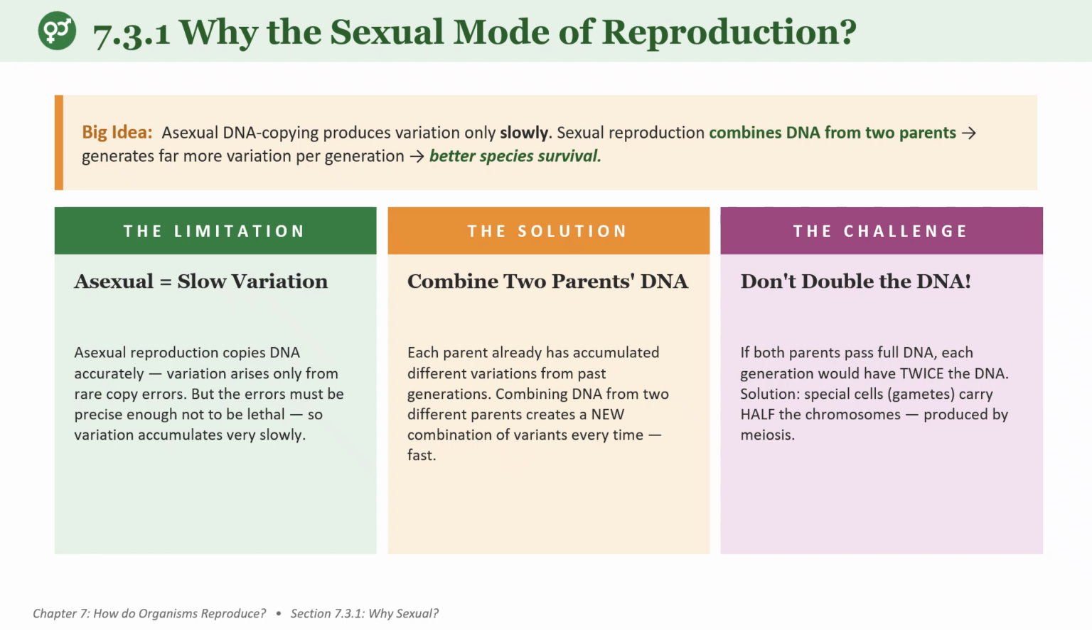Next comes the challenge: don't double the DNA. If both parents contribute full chromosome sets, then the chromosome number would double every generation. Do you agree? Yes. So what is the solution? The special reproductive cells called gametes should contain only half the chromosome number. Let's move on.